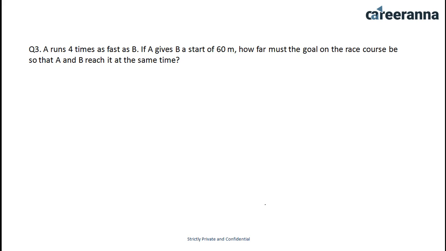Next question says, A runs 4 times as fast as B. If A gives B a start of 60 meters, how far must the goal on the race course be so that A and B reach it at the same time? I would suggest you pause this video here and solve it yourself. Now, the ratio is given, A to B, 1:4. This is the ratio of speed.